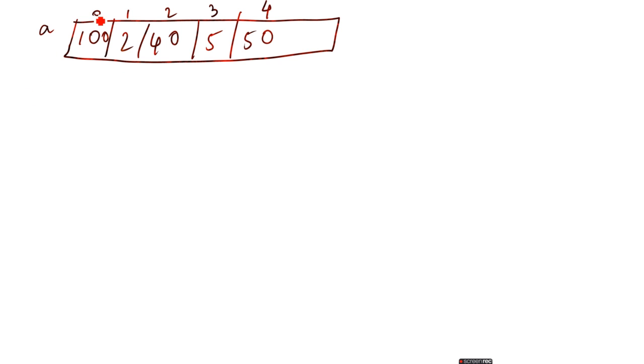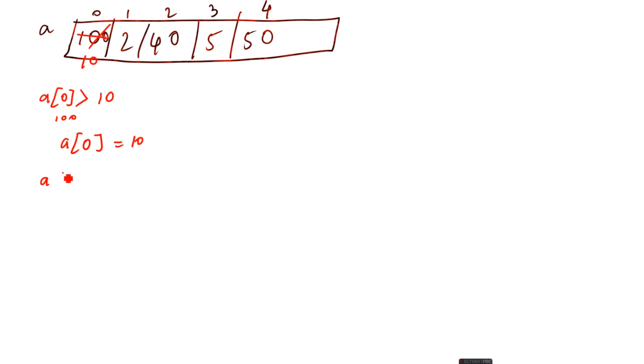Now we are checking the first element, that is, is a of 0 greater than 10? If a of 0 is greater than 10, then we have to change that a of 0 to 10. In a of 0 it is 100. Now a of 0 should be 10. So we can write a of 0 equal to 10. That means 100 will change to 10.